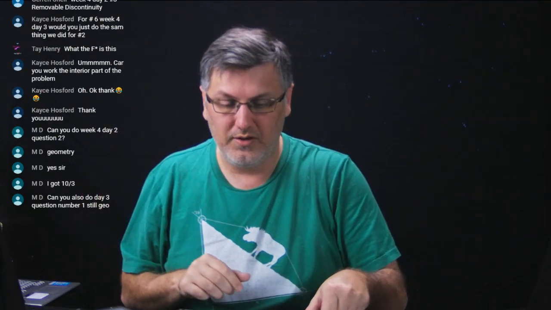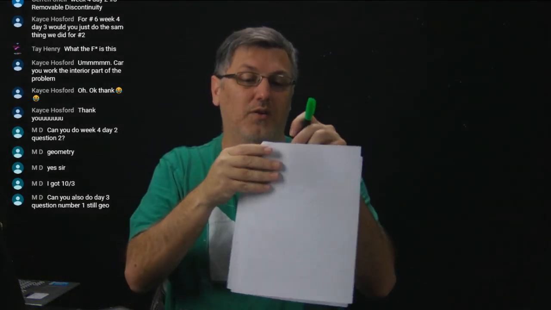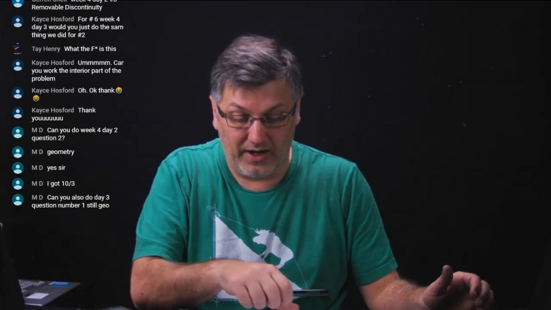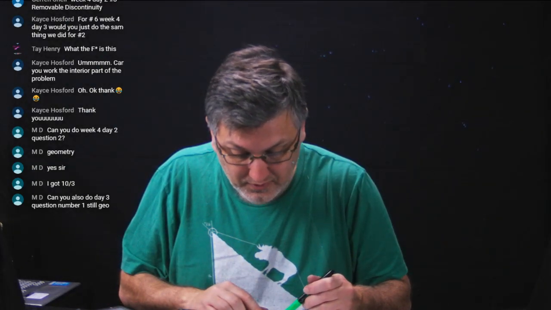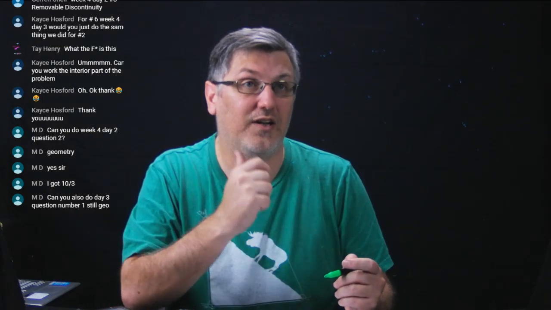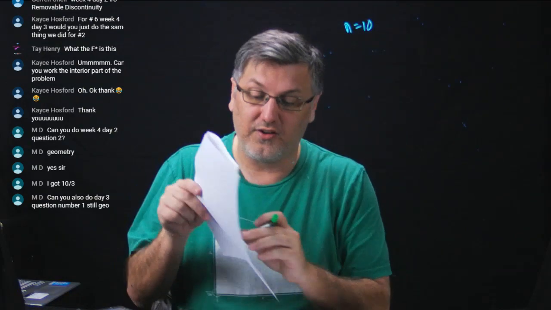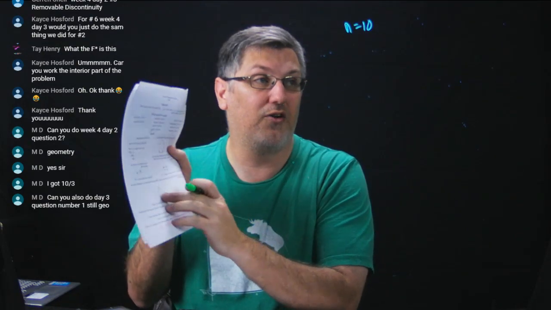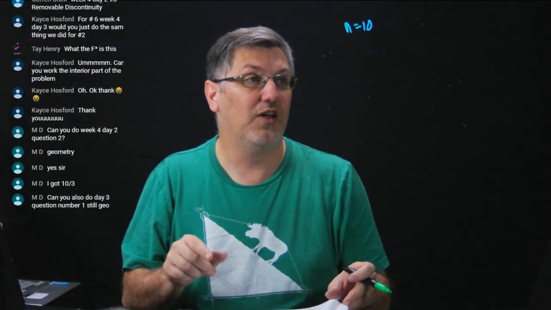Day 3, question 1, still geometry. So I cannot draw this figure. 1, 2, 3, 4, 5, 6, 7, 8, 9, 10. So what you have to do is count the number of sides. And it has 10 sides, so n equals 10. All I did is start at one point and count all the way around the paper.